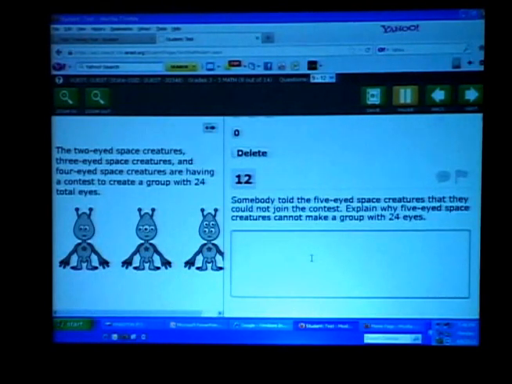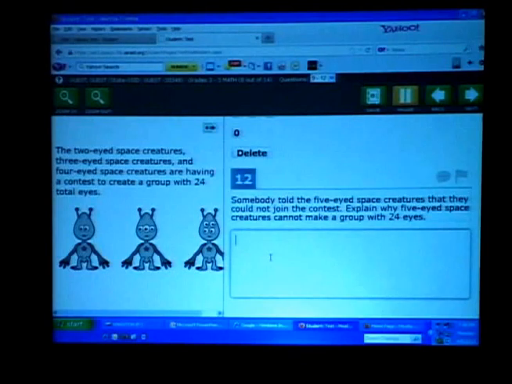Somebody told the 5-eyed space creatures that they could not join the contest. Explain why 5-eyed space creatures cannot make a group with 24.